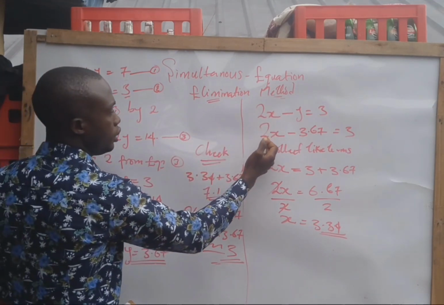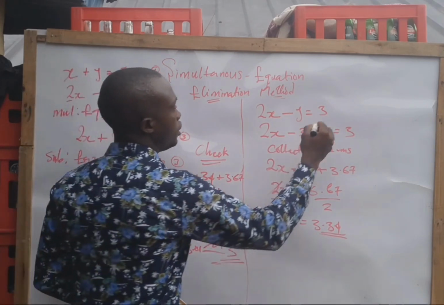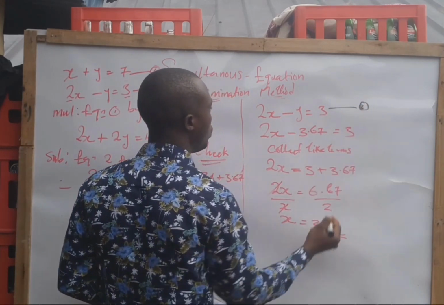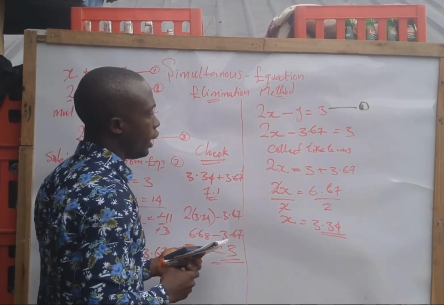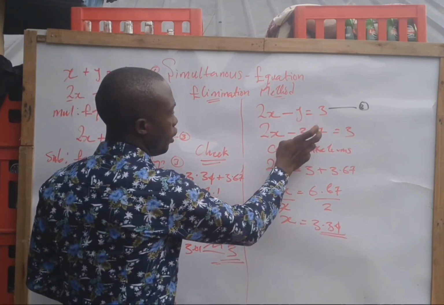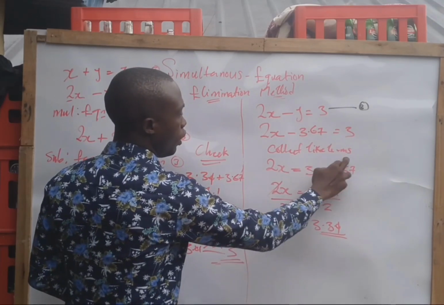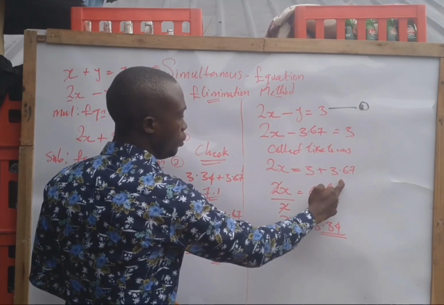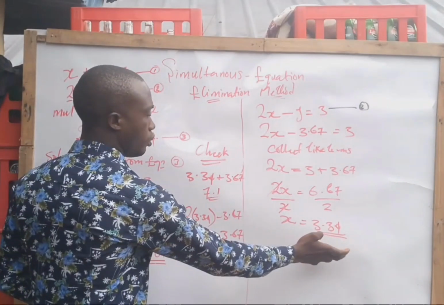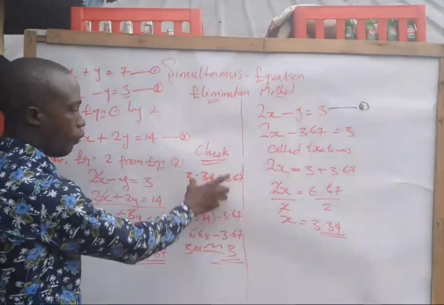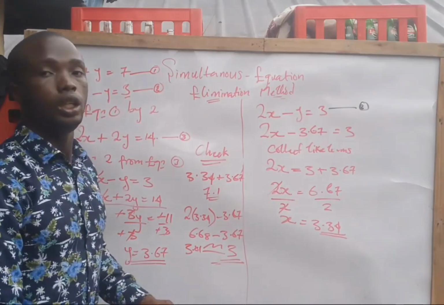We bring it here. This is our equation 2, let me quickly name it. So what we do here is that we say 2x minus 3.67 equals 3. So we collect like terms. We transfer this one to this side, which we arrive at this, and then we divide both sides by 2 to get this. And then we did our check. So don't forget about this check. It will help you both in the elimination method and in the substitution method.